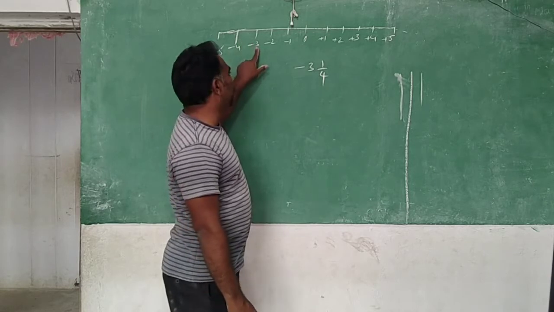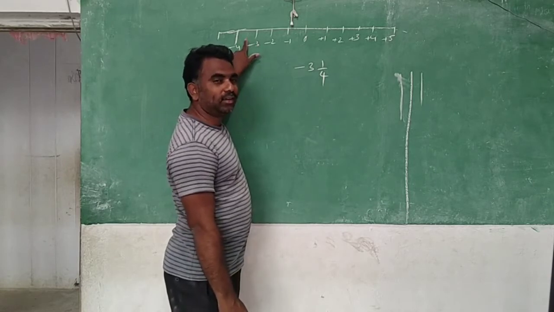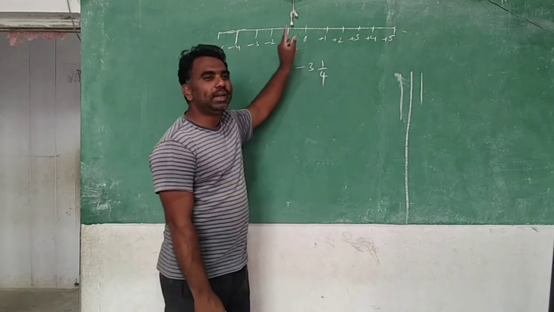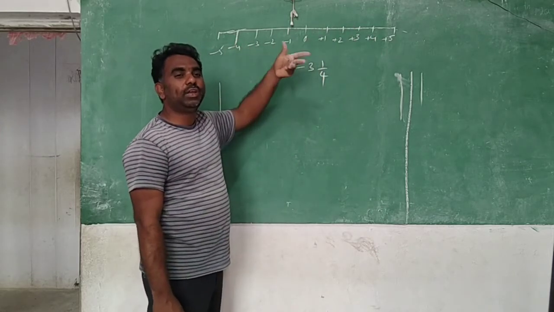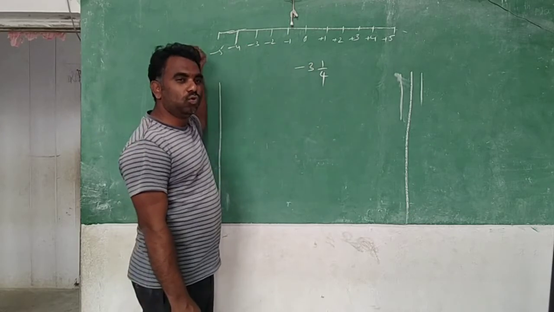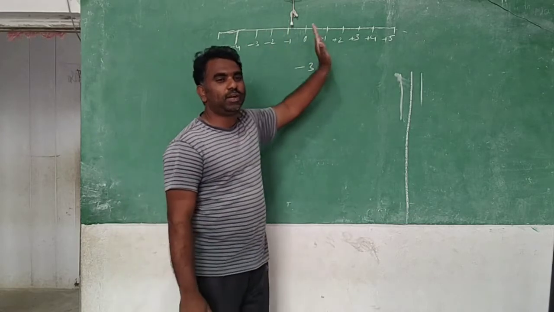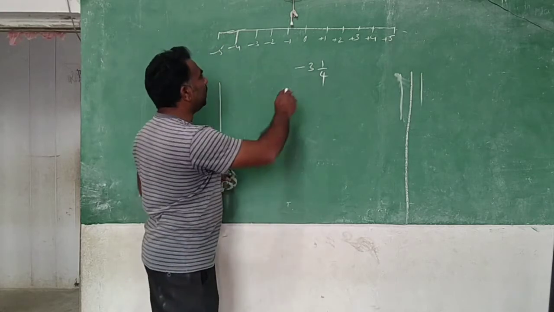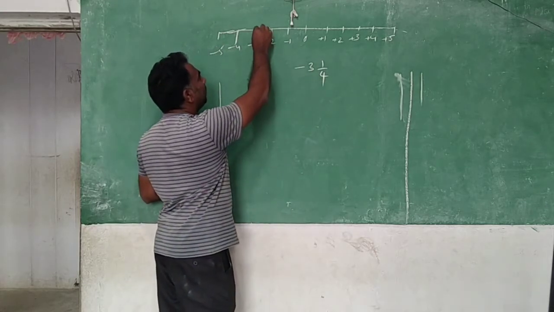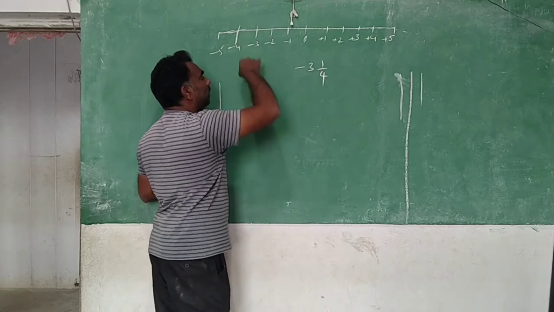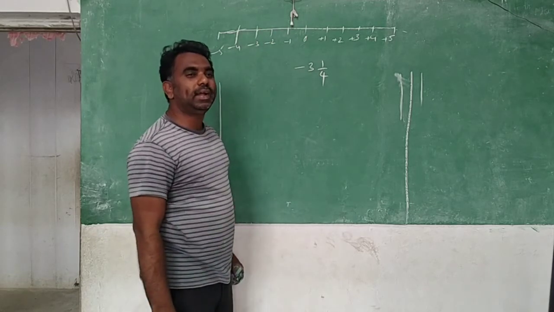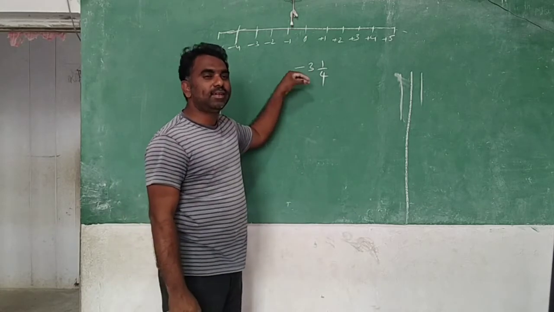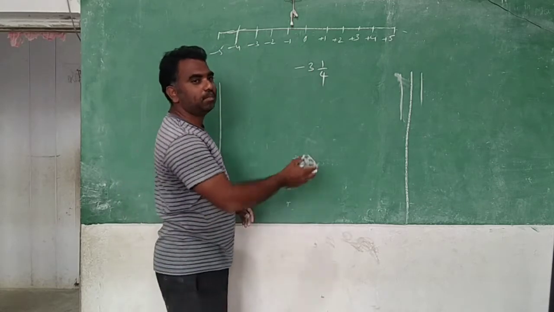-3 and something means here it will be on the left hand side. Here it is the right hand side. But here it is the left hand side. You know the meaning of negative. Negative numbers will move like this, positive numbers will move like that. So that's why -3 1/4 is in between -3 and -4. So these are called negative fractional numbers.